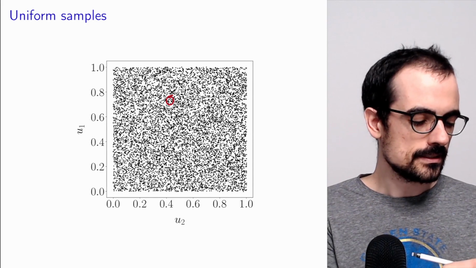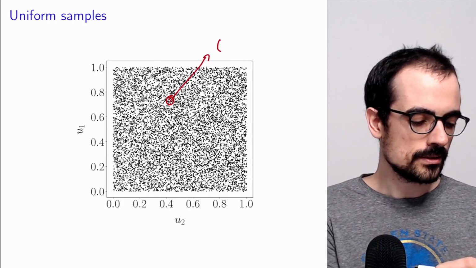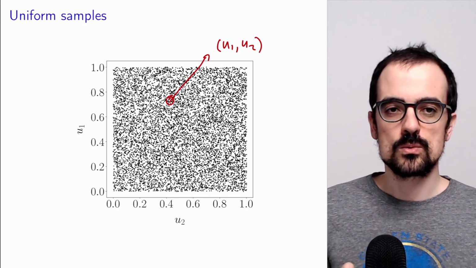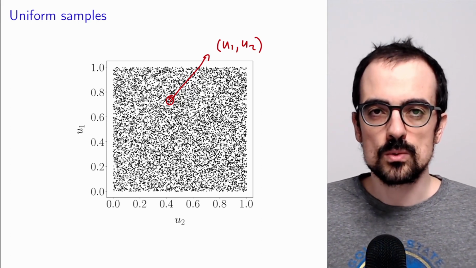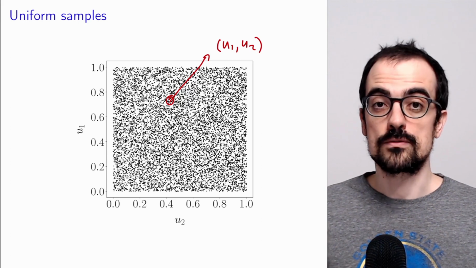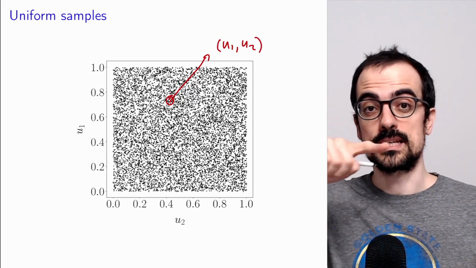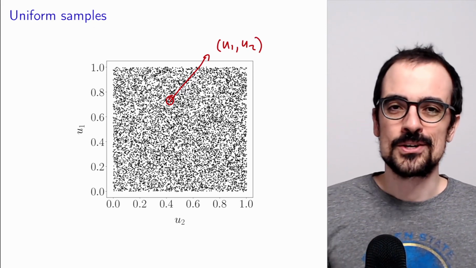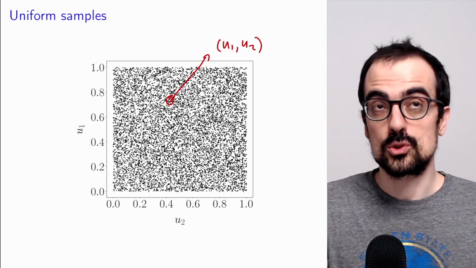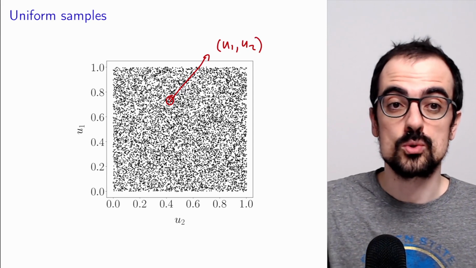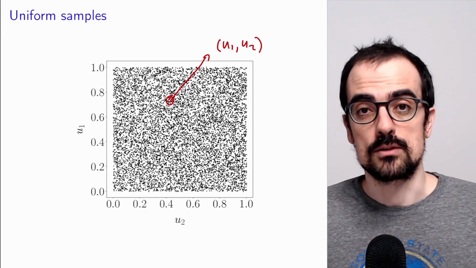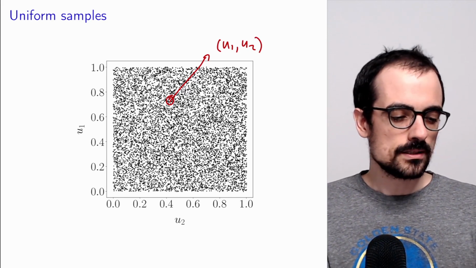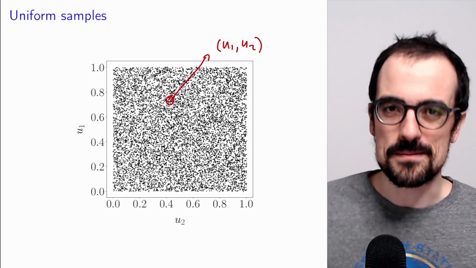Each of these guys is basically a point U1, U2, where U1 is uniform between 0 and 1, and U2 is uniform between 0 and 1, and the 2 uniform samples are independent. That's why we see that they cover the whole square. Okay, what is the joint PDF of a 2D random vector composed of 2 uniform random variables between 0 and 1? It's going to look like a square. All right, perfect.